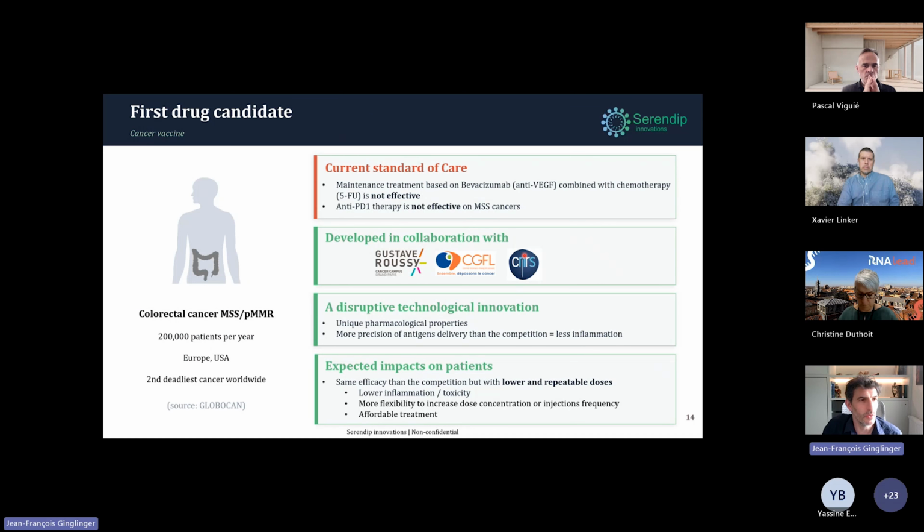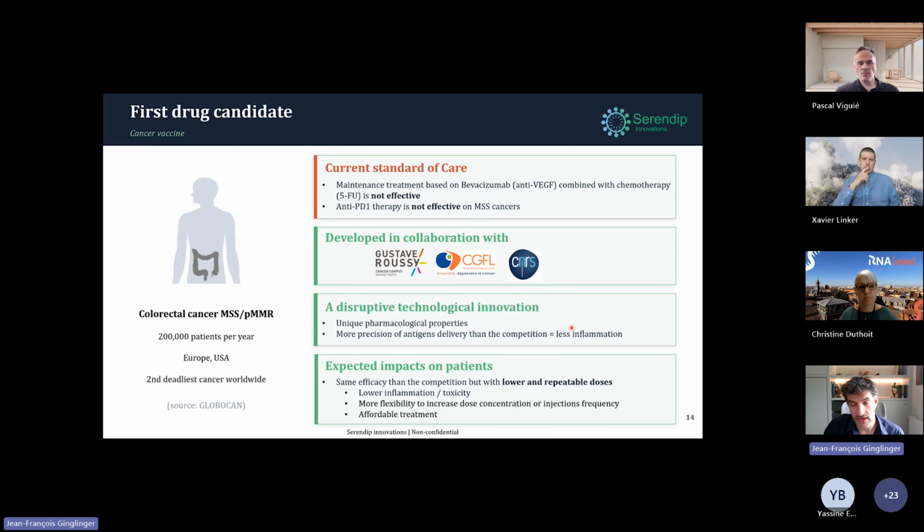Just a short word of our first drug candidate in the form of a cancer vaccine targeting the indication MSS colorectal cancer, for which current standard of care is unfortunately not efficacious. We're doing this in collaboration with a hospital and academic groups in France.